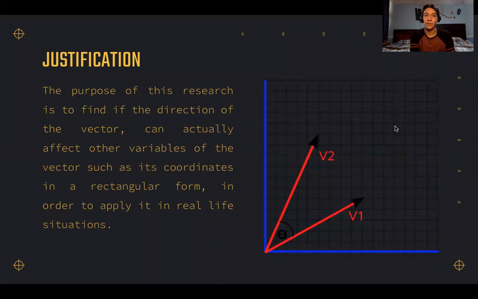The purpose of this research is to find if the direction of the vector can actually affect other variables, such as the coordinates of the vector in rectangular form, which means the ending point of the vector, where the arrow is, in order to apply it in real life situations. For example, when you are in your car trying to get to your destination, you need to know the angle of your route in a Cartesian plane in order to get to that point. We can use this in a GPS system.